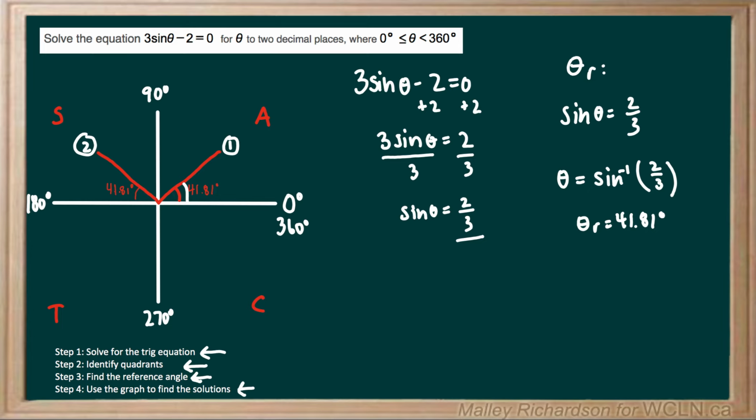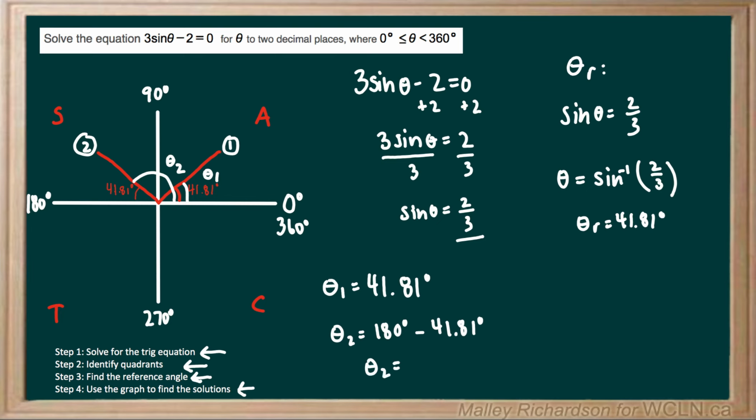But to find the standard position angle of terminal arm 2, we have to find the angle that will look like this. So we'll label the angle in terminal arm 1, theta 1, and the standard position angle for terminal arm 2, theta 2. We know theta 1 is a reference angle, so theta 1 gives us 41.81 degrees. But to find theta 2, we need to find the difference between 180 degrees on the x-axis and our reference angle of 41.81 degrees.